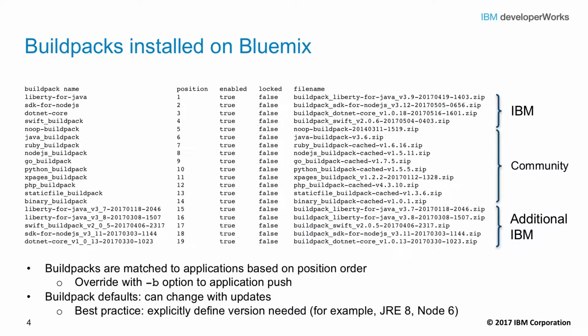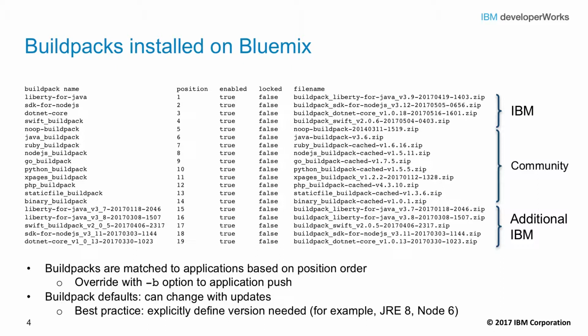Bluemix includes a large number of runtimes for your Cloud Foundry applications. By default, when an application is staged, the buildpack is automatically selected based upon the artifacts for the application. For Liberty, this could be just a war or ear file or a server XML file. For Node.js, the presence of a package.json file is used. A requirements file for Python, and so on with the various runtimes. The buildpacks are matched by position order, with the lowest number buildpack being used for the runtime of the application.